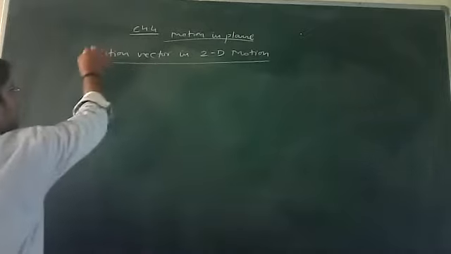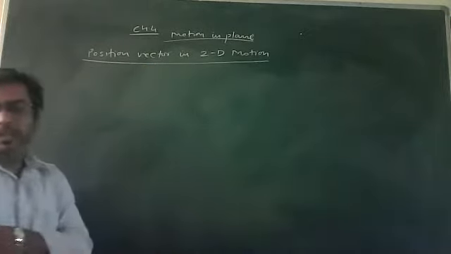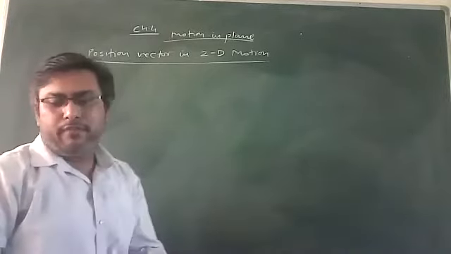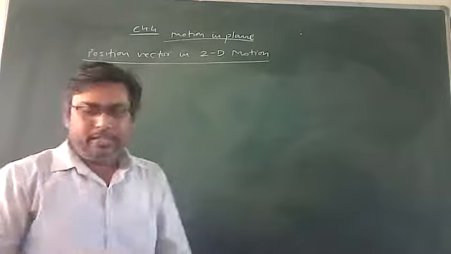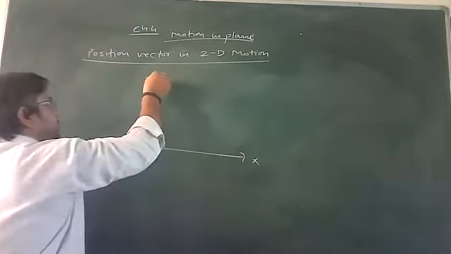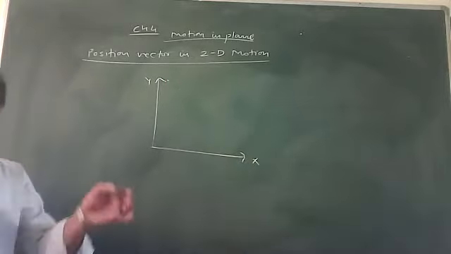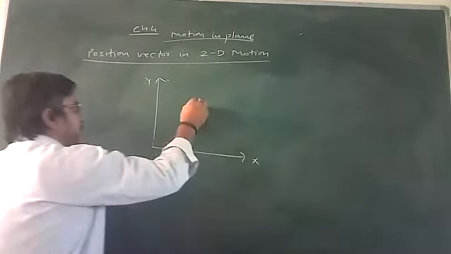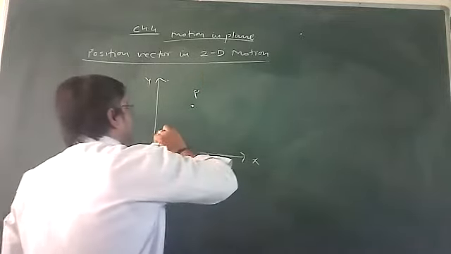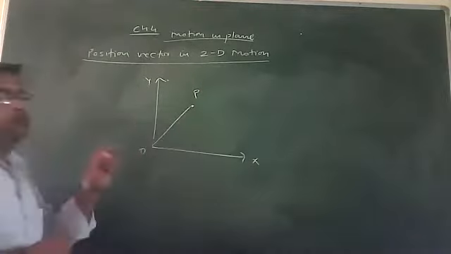Today we are studying position vector in 2D motion. If an object is placed in 2 dimensions, how will you represent the position vector of that particular object? For example, I am taking a plane. This is the xy plane. In the xy plane, a point object is available at point P. This is the origin point, and the position vector of point P is with respect to the origin point.